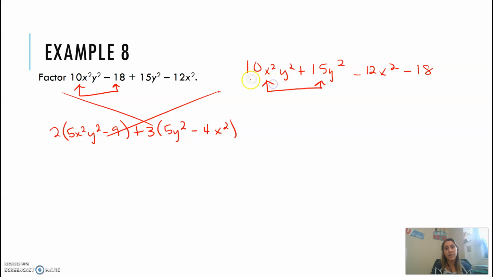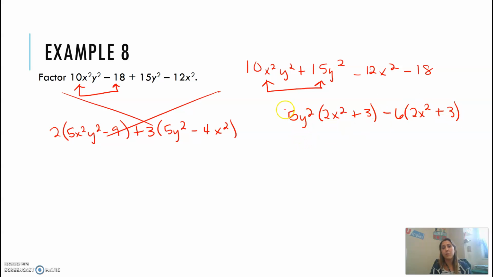So I can factor out a 5y squared, so I end up with 5y squared times 2x squared plus 3. So that would give me that. And then I could factor out a negative 6. So negative 6, and I'd end up with 2x squared plus 3, because I need a negative 18. So yeah, these match now.